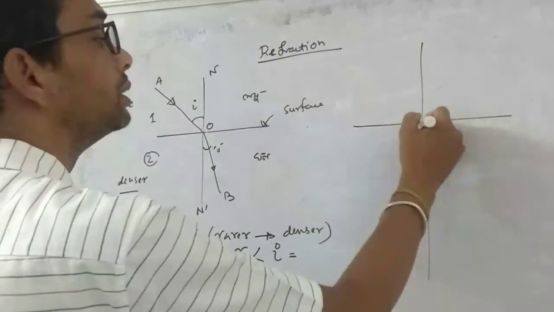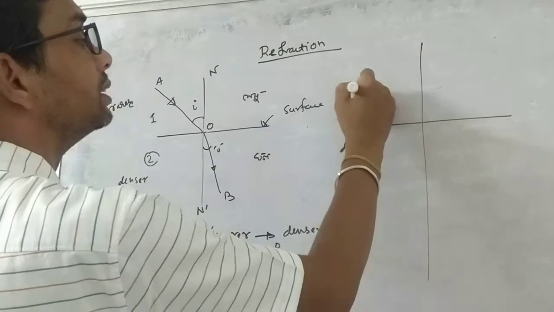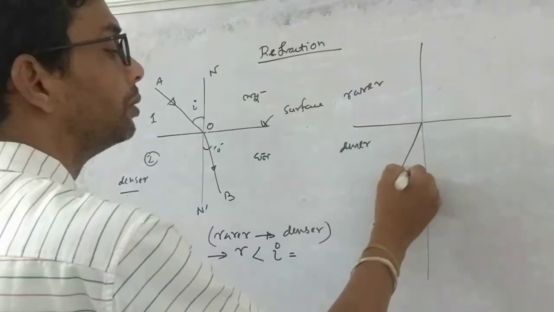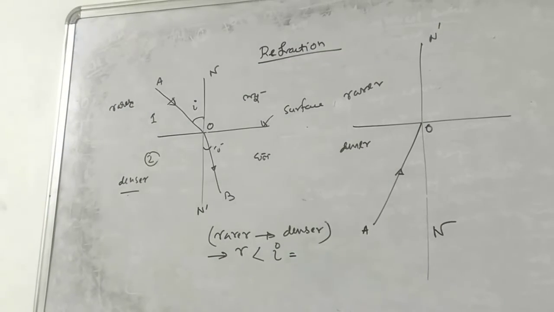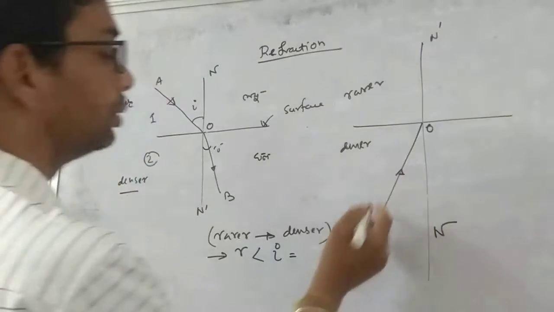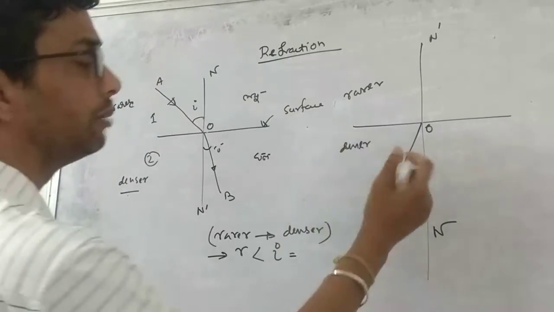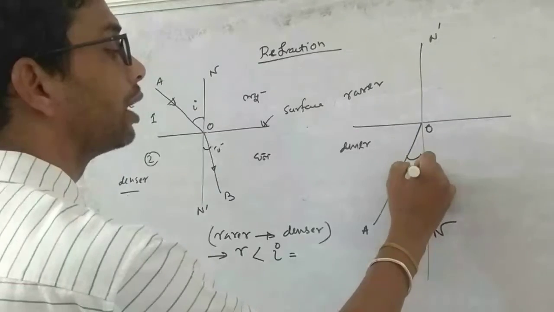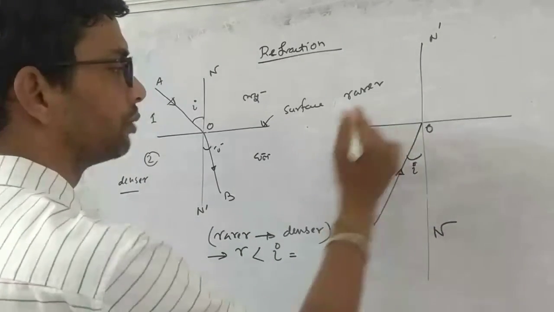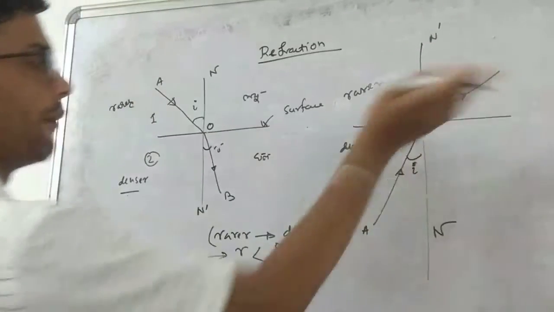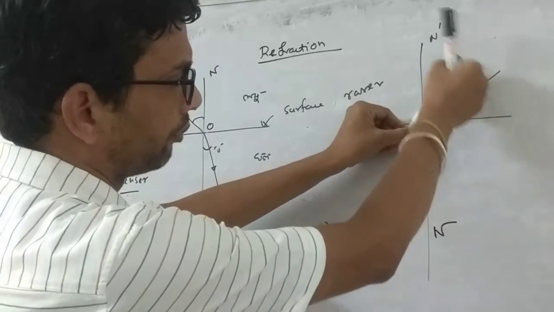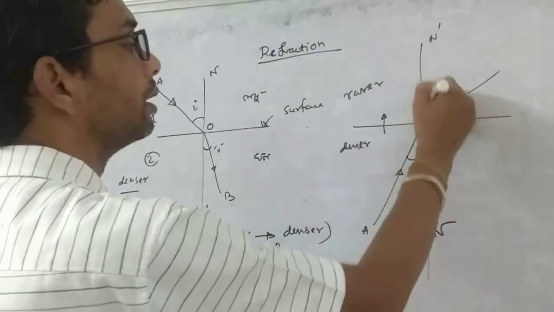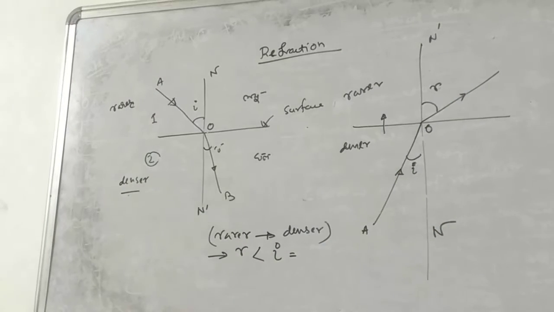For example, suppose this is the denser medium and this is the rarer medium, and light falls. This is AO, this is N and this is N dash. AO is the incident light in the denser medium, ghanomadhyome. This is the angle of incidence, apaton kon. Since this is from denser to rarer, it bends away from the normal. This is the original direction, but it bends away from the normal. So that is our angle of refraction.